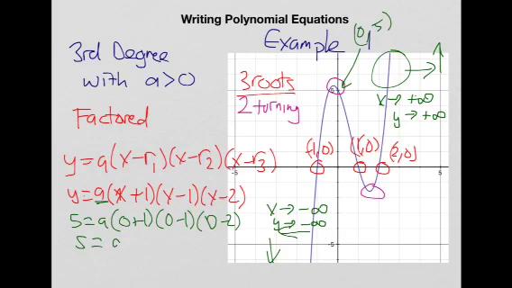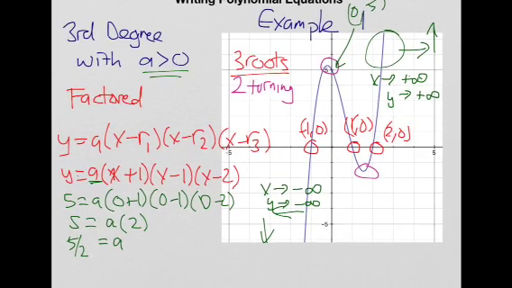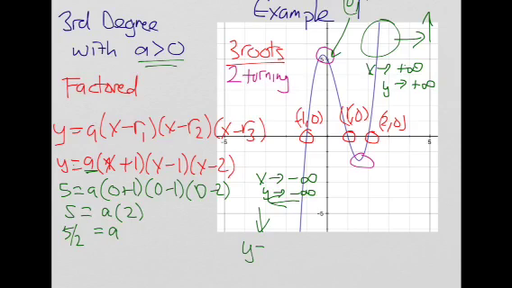Or 5 is going to be a times 1 times negative 1 times negative 2, which is 2. So a is going to be 5 halves. And that is indeed greater than 0. That works with what I expect. So the equation of my graph now is going to be y equals 5 halves times x plus 1 times x minus 1 times x minus 2. Using exactly the same things we use to find factored form for a quadratic, we can use this on this polynomial.